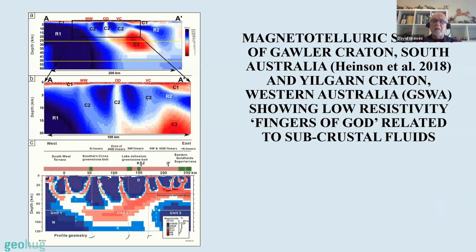So we see there, and just recently, well, not so recently, we're seeing these magnetotelluric surveys of the Gawler craton, and we can see OD is Olympic Dam in the top one. We can see the MOHO is about 35 kilometers, is about the bottom of C3. We can see these low resistivity zones below on the craton margin, and these so-called fingers of God, which are pointing up to the deposits from these low resistivity zones.